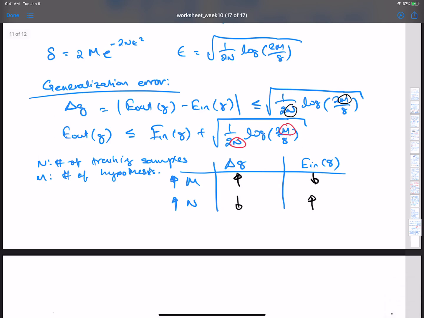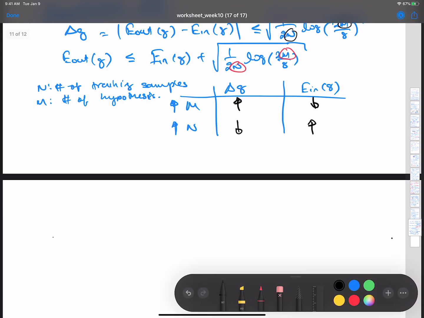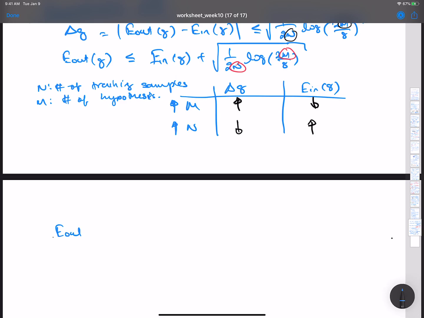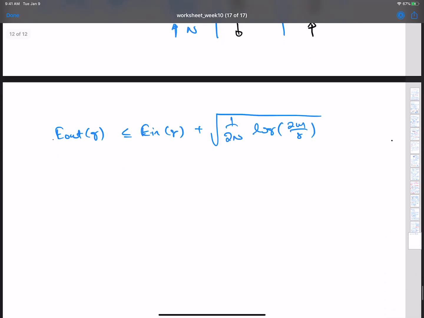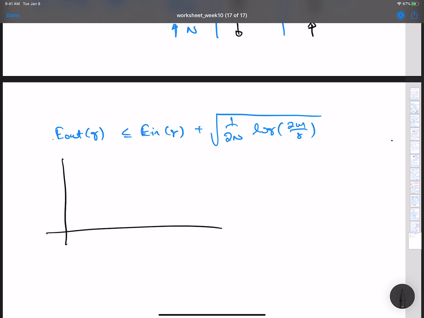So if you plot this relation, E out, I'm just gonna write it again for ease of reference. E out of G is at most E in of G plus the square root of 1 over 2n times log of 2m over delta. So let's have two plots, one where you fix m and the other where you fix n. In this plot, you're fixing n. So you're changing the model complexity, the number of models you have. And this is the error, the gap, or the actual in-sample and out-of-sample error.